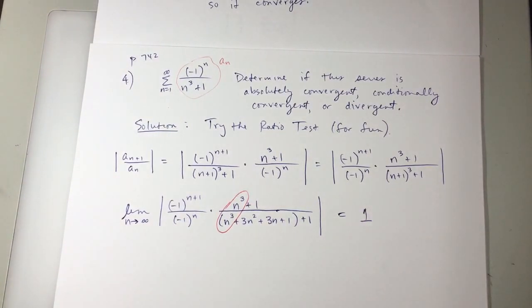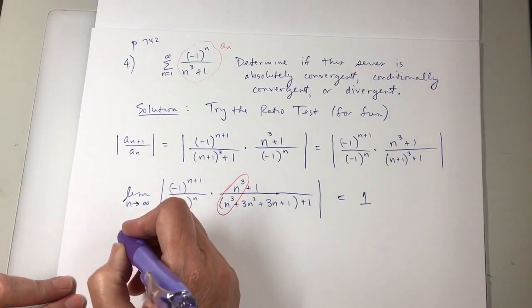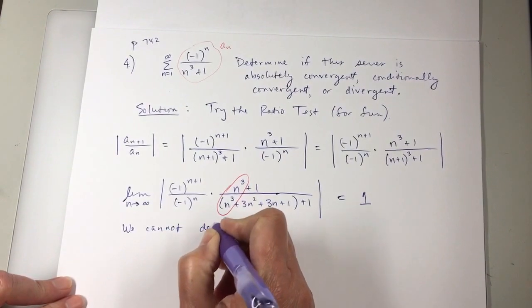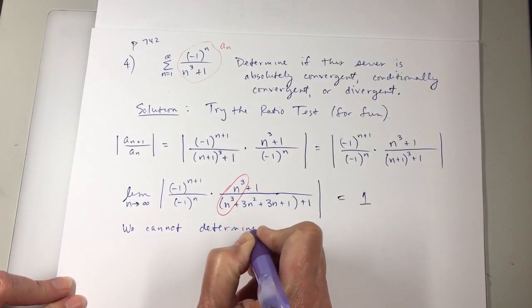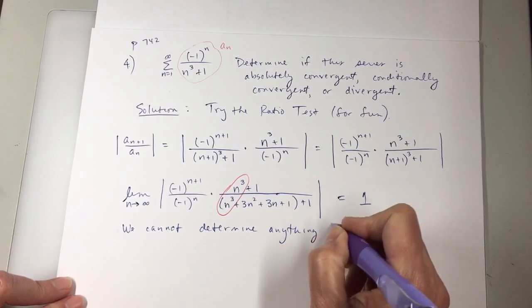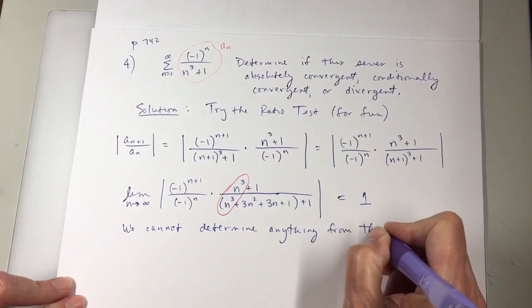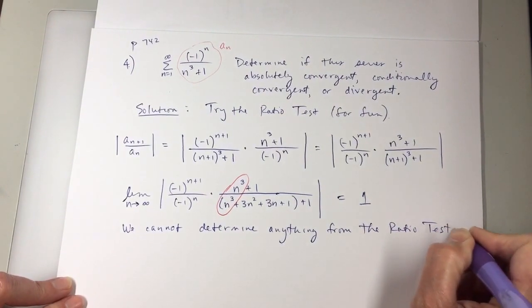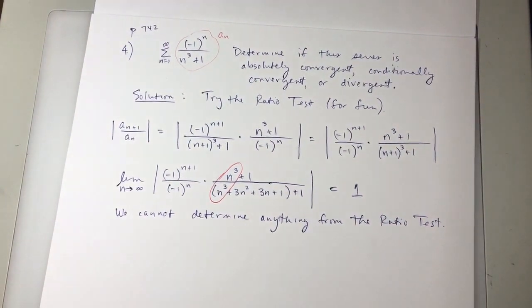What does the ratio test tell us? Nothing. We can't determine anything from the ratio test. We have to use something else.